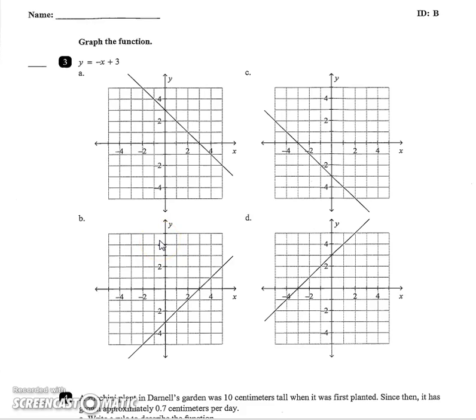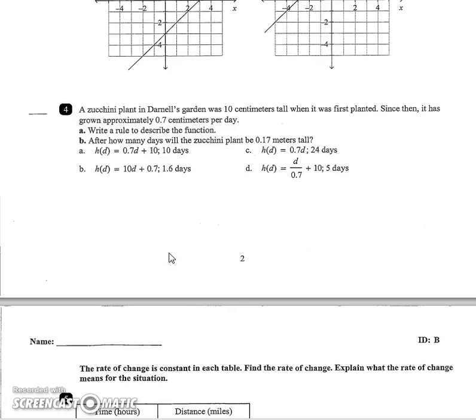Number three, you are asked to graph the function y equals negative x plus 3. So you will want to determine your m and your b before you begin graphing. Number four, a zucchini plant in Darnell's garden was 10 centimeters tall when it was first planted. Since then, it has grown approximately 0.7 centimeters per day. In letter A, write a rule to describe the function. In letter B, after how many days will the zucchini plant be 0.17 or 1700 meters tall? So you can see right away that they give you your starting amount, and they also give you your growth rate or your rate of change.